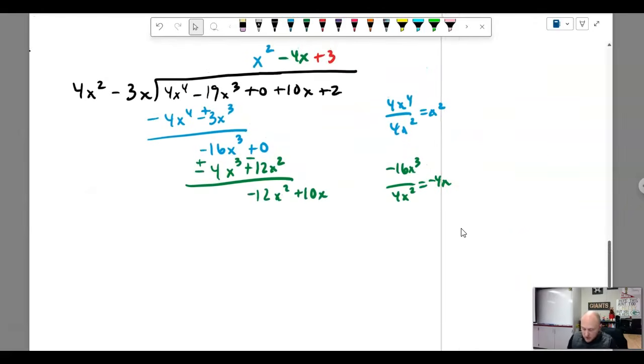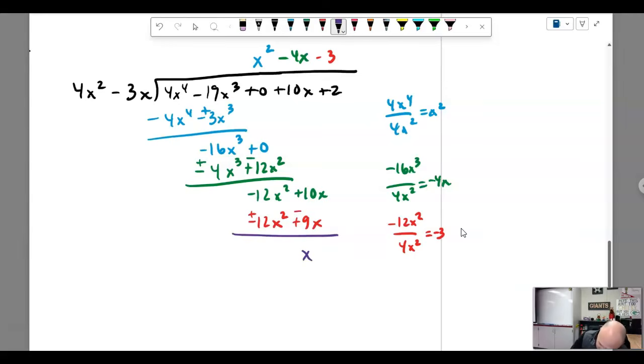Okay, so now we're going to go ahead and do this again. So I take my first term, negative 12x squared, divided by my leading term, which is 4x squared, and we get negative 3. And then we're going to distribute. So now I get a negative 12x squared and a positive 9x, and then we'll change our signs. So positive, those cancel, and a negative, and I get a remainder of, looks like, x. And then I'm going to bring down the 2.